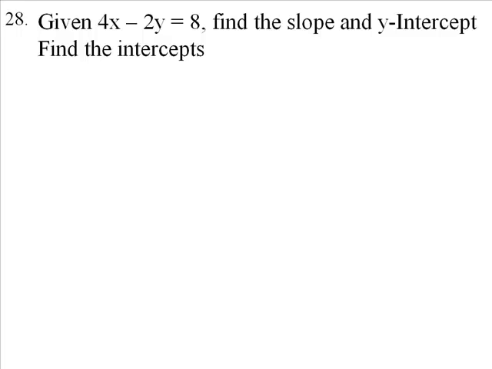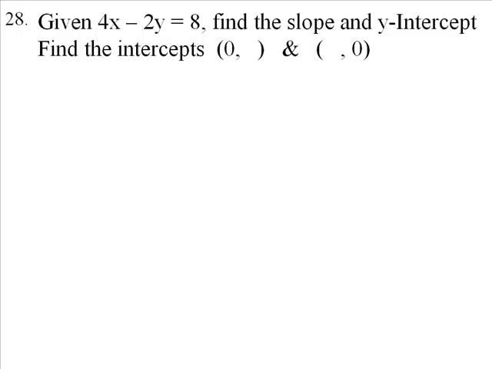Number 28, given 4x minus 2y equals 8, find the slope and the y-intercept. First of all, let's find the intercepts. (0, y) and (x, 0). So what's y going to be when x is 0?